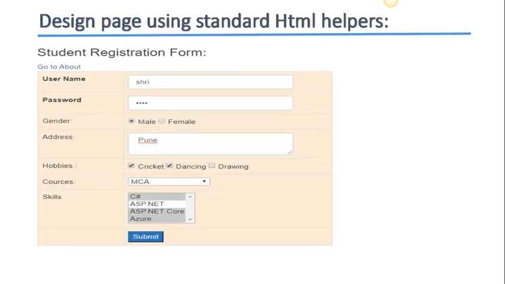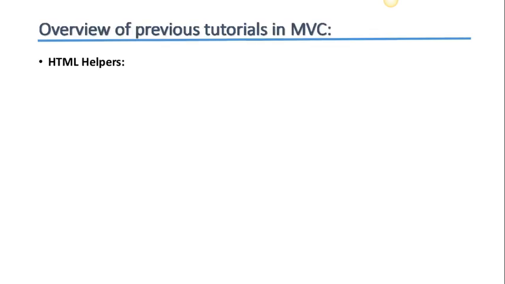So first we are going to design the student registration form with the help of all the standard HTML helpers. We are going to use the label, TextBox, password, radio button, TextArea, Checkbox, Dropdown List, list box and button. All these are standard HTML controls we are going to use to build the student registration form. So let's start one by one.